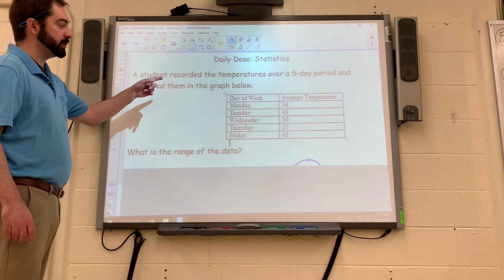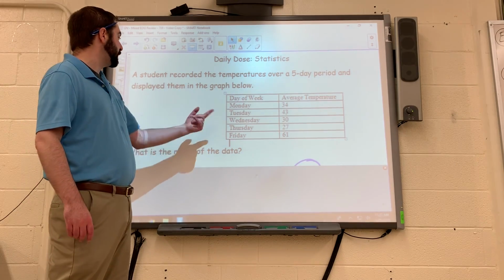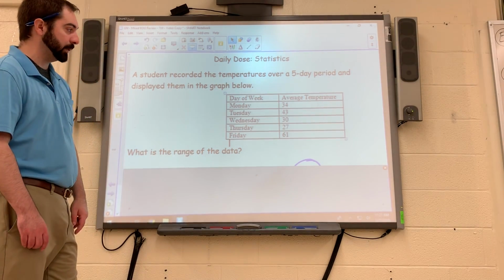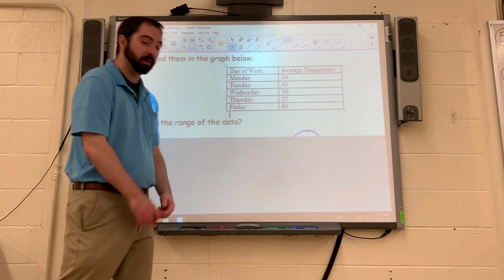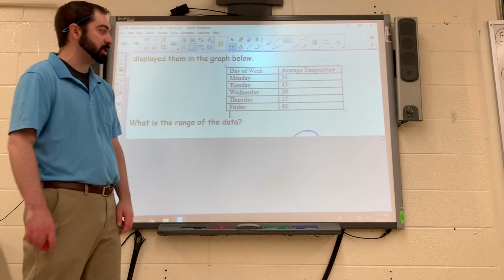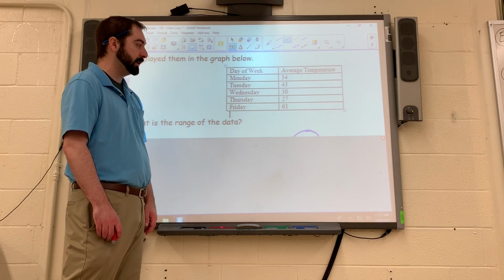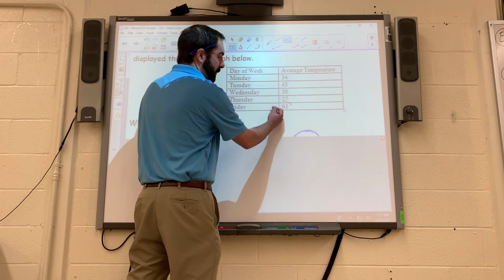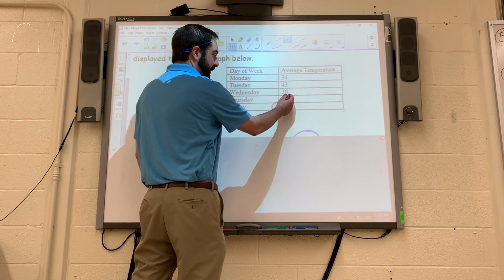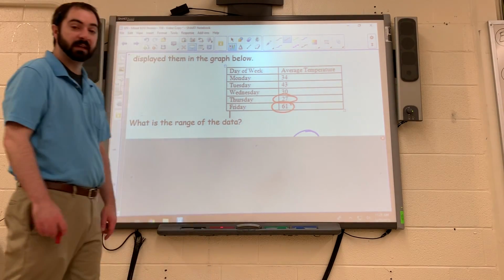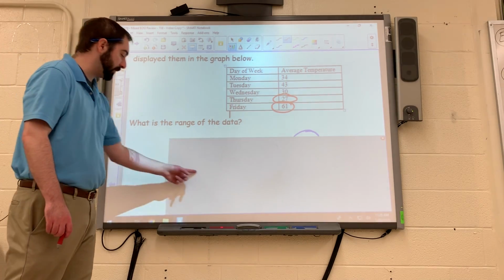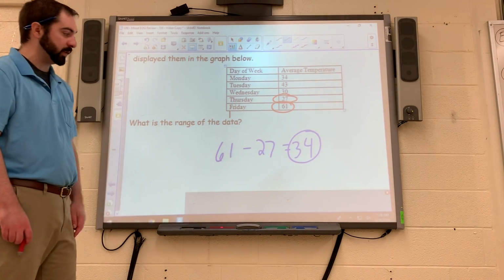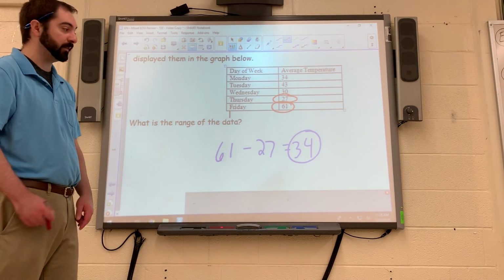A student recorded the temperatures over a 5-day span and placed them in the table below. So it asks, what's the range? Well, the first thing, we could put these from least to greatest order, or use a strategy like using the highlighter on your screen to highlight the biggest number, 61 degrees, and the smallest or the least temperature, 27. Again, range is the biggest minus the smallest in the data set. So we have 61 minus 27 is 34. We have a range of 34 degrees.